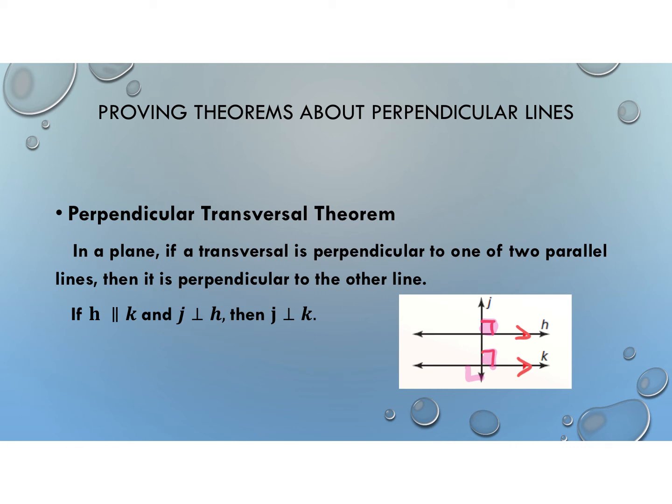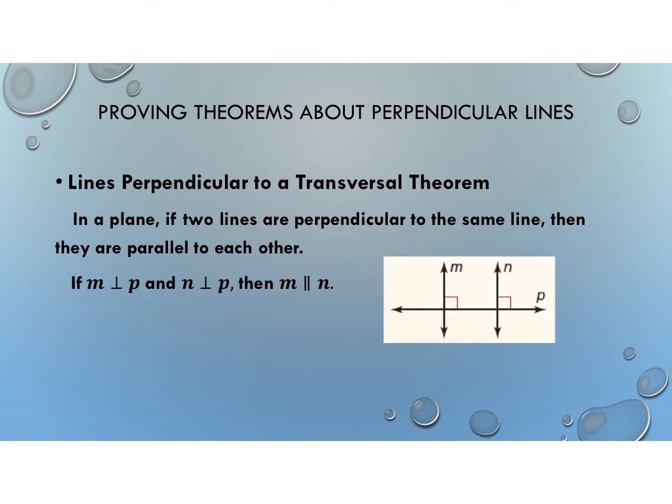Now I realize these theorems that you're going to be seeing, the next one as well, a lot of the words are the same. You just got to watch the order on what's given and what's not. So the next one is called the lines perpendicular to a transversal theorem. Here, they're starting out by telling us in a plane, if two lines are perpendicular to the same line, then they're parallel to each other. So if M is perpendicular to P and N is perpendicular to P, then M is parallel to N.